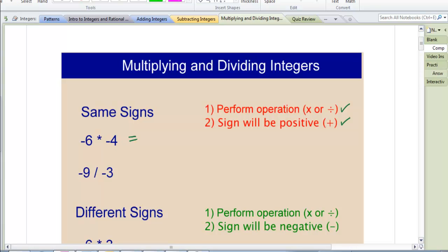So what's 6 times 4? 24, correct. And since they're both the same sign, the answer is positive. What's -9 divided by -3? 3, correct. And so what's your sign? Positive, since they're both negative.